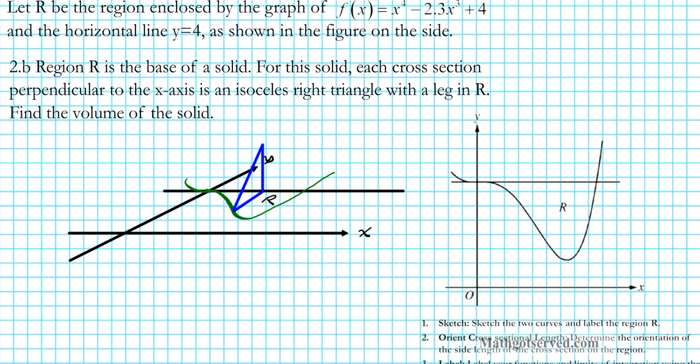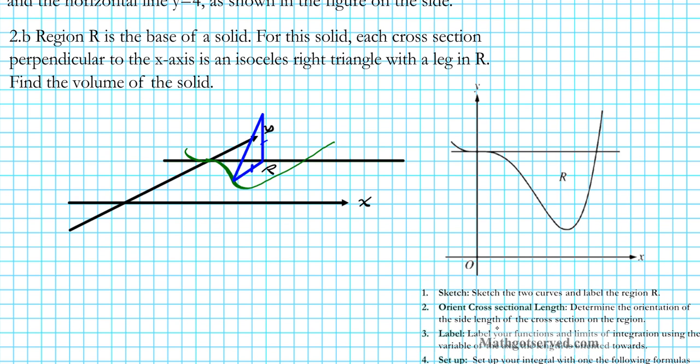Okay, I'm going to color it blue. Since it's an isosceles right triangle, this side is congruent to that side. So we have a sketch, and we see the orientation of the length that is the cross section. We can now advance to part B. We have to label our function and limits of integration using the variable of the axis the length is oriented towards. Since it's pointing towards the x-axis, our triangles are going to be going from left to right. So everything is going to be in terms of the axis it is pointing towards, which is x.